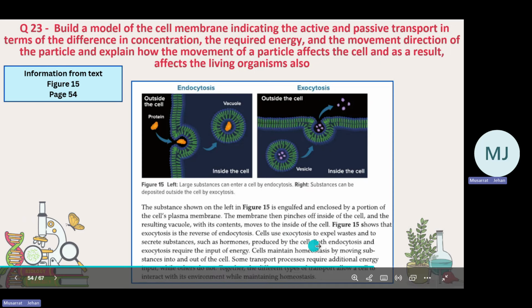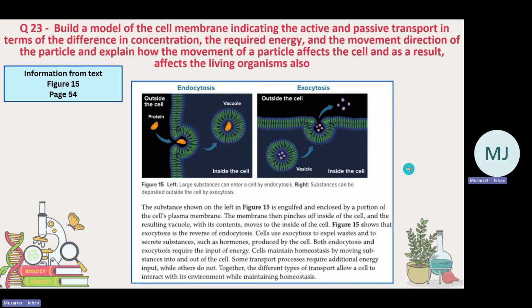Cells use exocytosis to expel waste and also to secrete substances like hormones, which have to go out of the cell. Both endocytosis and exocytosis require energy, so they are part of active transport, and they maintain homeostasis by moving substances into and out of the cell. Some transport processes require additional energy input while others do not. Together, the different types of transport allow a cell to interact with its environment.